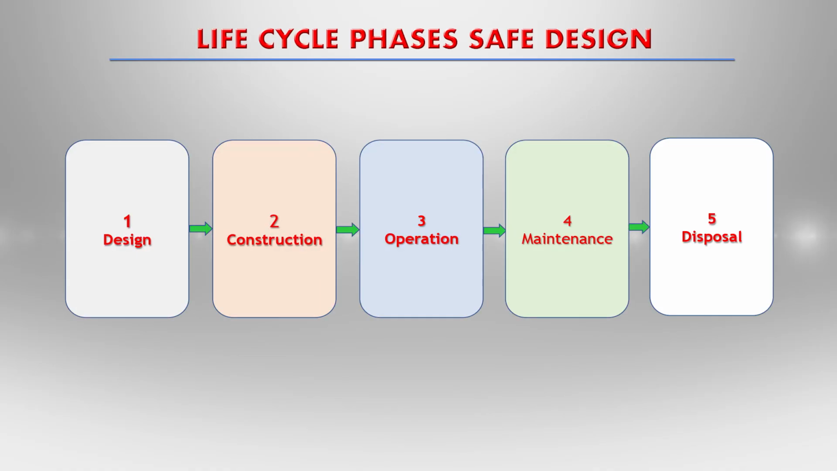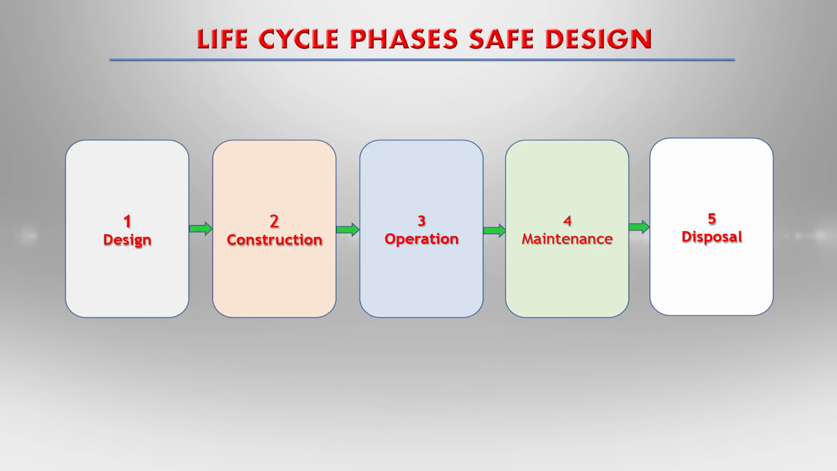Now, we will see what are the life cycle phases of safe design. We can split this into 5 phases. In phase 1, the design will be done by the designer. In phase 2, the construction work will go on, the plant will be erected and the equipment will be installed. In stage 3, the operation will be carried out.